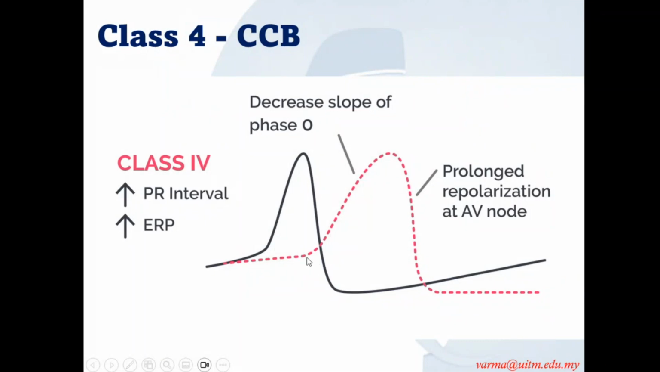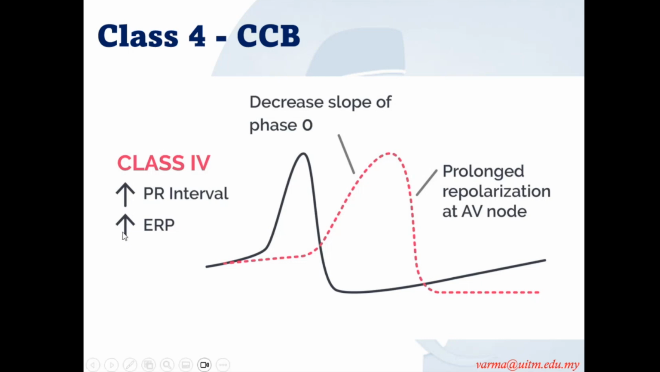They decrease the slope of phase 0. So it increases the PR interval. Increased PR interval means reduced heart rate. That's why if you get heart block, right? How do you diagnose heart block? By looking at the PR interval. So increased PR interval, bradycardia. Reduced heart rate, less myocardial demand. In a patient with arrhythmia, fast heart rate, that's why they bring down the heart rate.